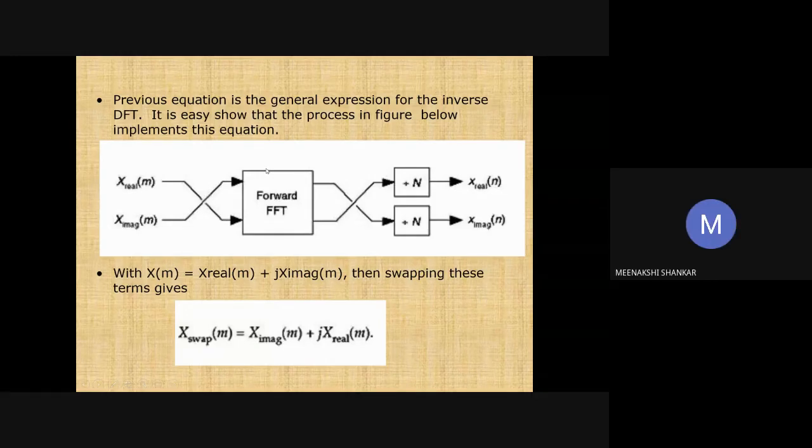Okay, sir. So first method, we'll have to take the conjugate of the DFT values at the input. And then we'll calculate the forward FFT. And after obtaining that FFT, we'll again have to take the conjugate. And then we'll multiply by 1 by n. You divide by n. Yes. And you don't need any actual multiplications to perform this division by n, right?